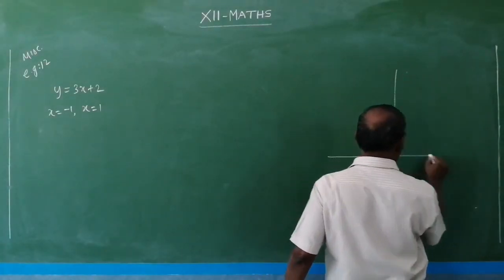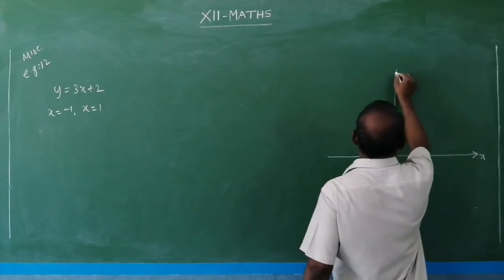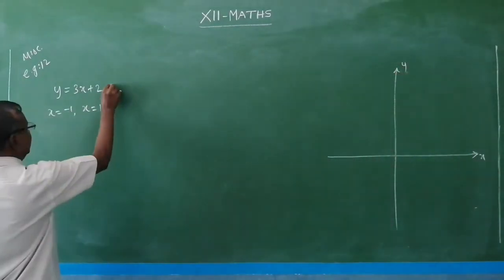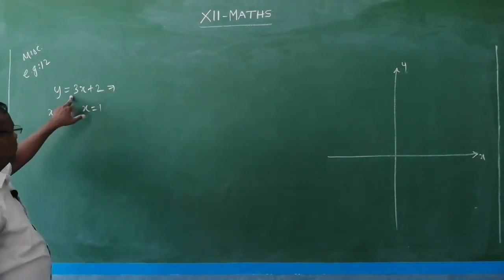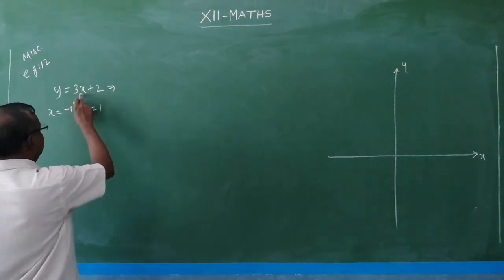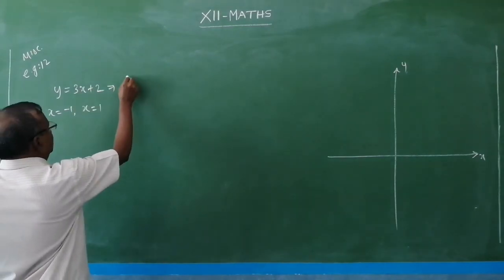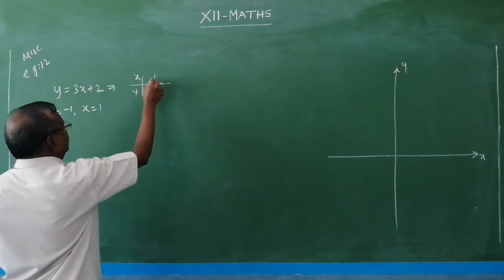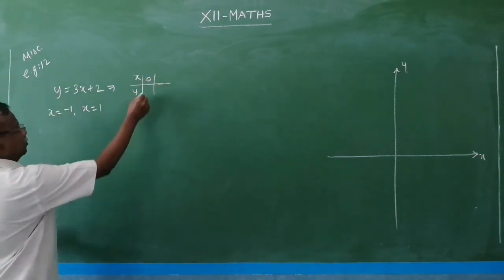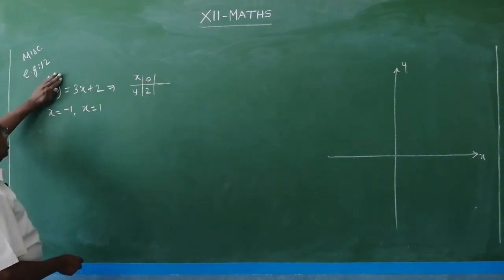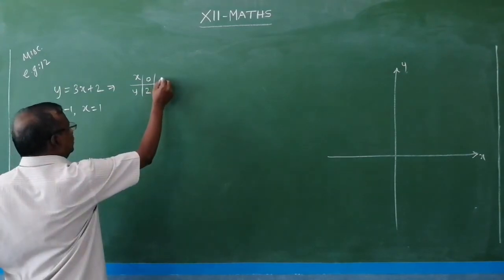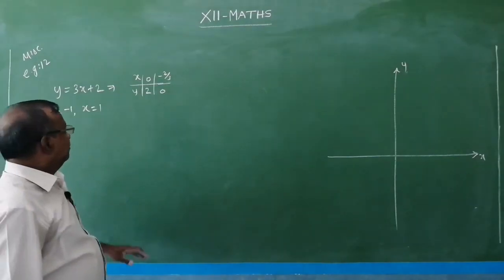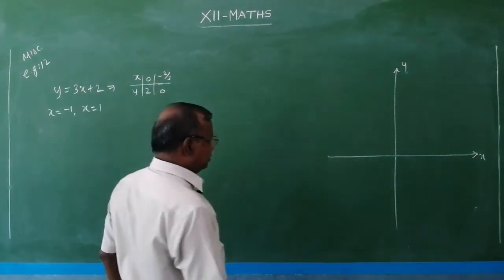Let us sketch the graph first. X-axis, y-axis. Here we need 2 points to draw a line. So put x equal to 0. Here x, y. Put x equal to 0, y equal to 2. Put y equal to 0, x equal to minus 2 by 3. So y attains 0 at x equal to minus 2 by 3.